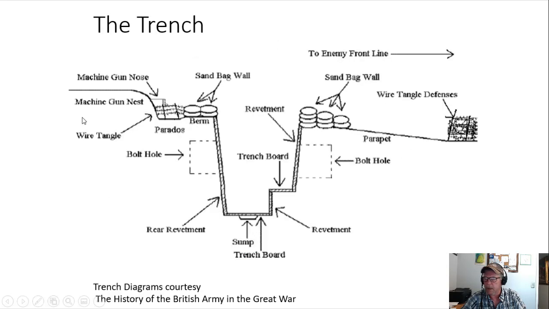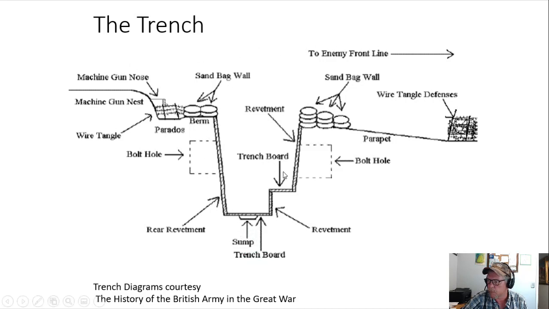And then a kind of a cross section of a slice of that front trench. I've got some pictures that illustrate what these bolt holes are. They're just dug out of the side of the trench, and you can put stuff in there. You might be able to crawl in under a bombardment, get in there and sleep if nothing's going on. And you can see your machine gun nests. So this would be the over the top through and onto your enemy front line.